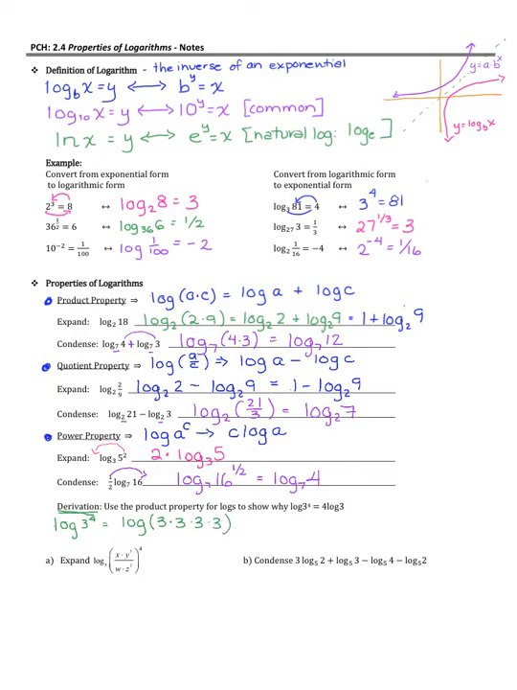But now we have this property that says multiplication becomes addition. So this becomes log 3 plus log 3 plus log 3 plus log 3. Hopefully you see where I'm going with this. How many logs 3 do I have? I have 4 of them.